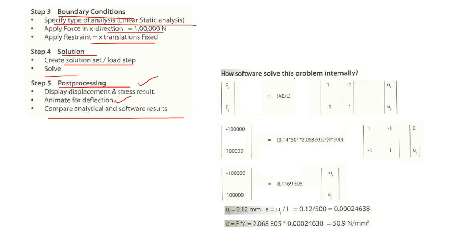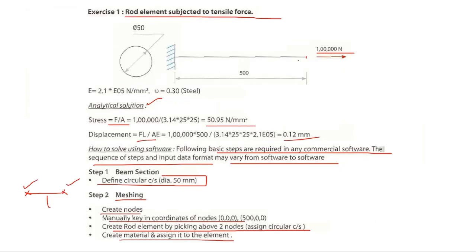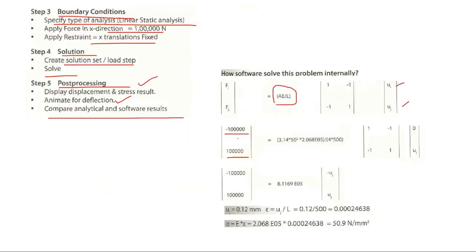How does the software solve this problem internally? We know AE by L is the stiffness. The stiffness matrix is [1 -1; -1 1], this is the displacement vector, and F1 is restrained, so that will become 0. Minus 100,000 plus 100,000 is nothing but the reaction. If you apply 100,000 here, automatically the reaction will come, that's minus 100,000, and here 100,000.